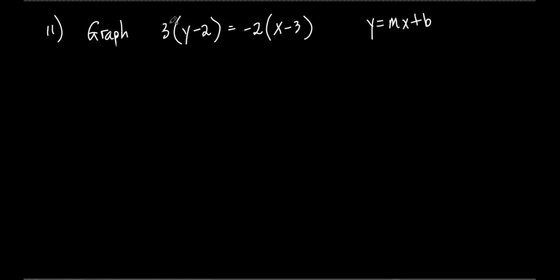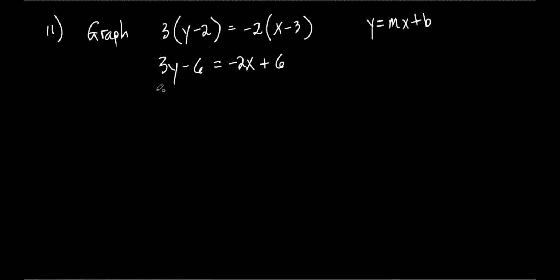So what do I do with that 3? Give me one good math word. Distribute. So it's 3y minus 6. We distribute again right here. That's -2x plus 6. Why is it plus 6? Negative times a negative. Good. Don't forget that. It's an easy place to make a mistake.